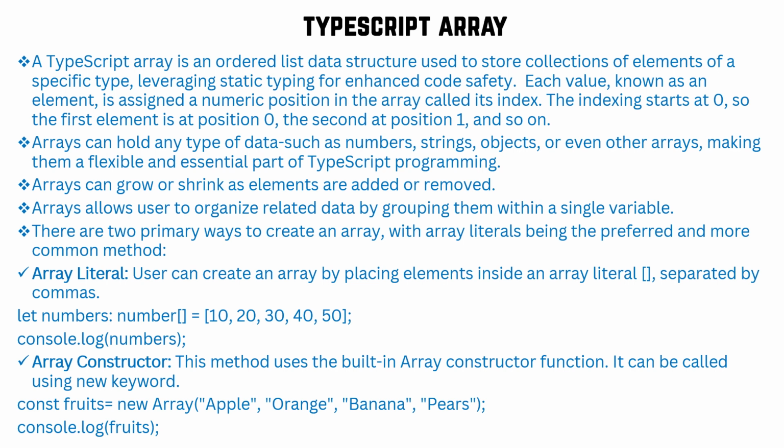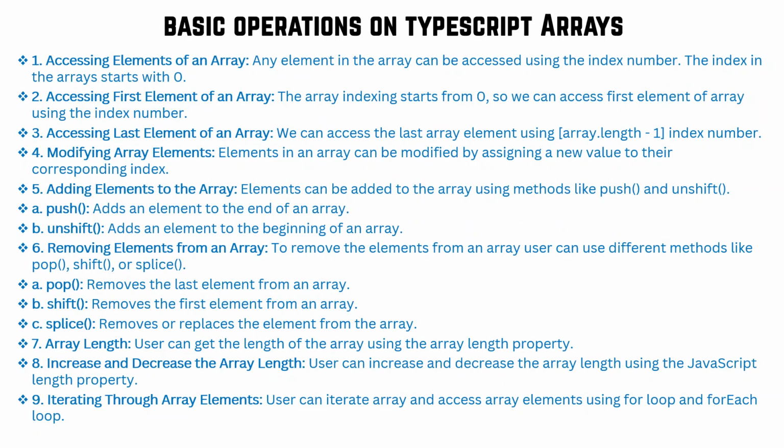Arrays can grow or shrink as elements can be added or removed at any point of time. Arrays allow users to organize related data by grouping them within a single variable. There are primarily two ways available to create an array: using array literals or using the array constructor. Once we define the array, we can access the elements of the array, first, second, last element. We can modify the array elements. We can add elements to the array using push or unshift. Push will add the element to the end of the array, whereas unshift will add the element at the beginning of the array.